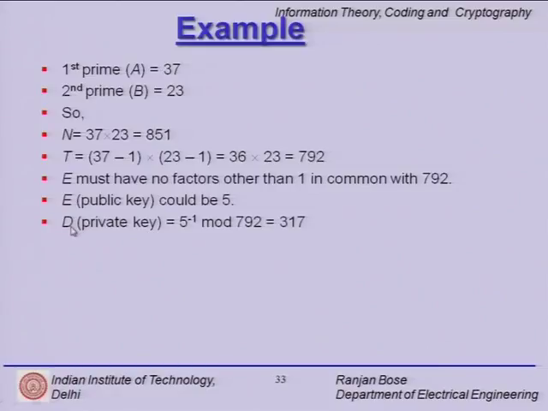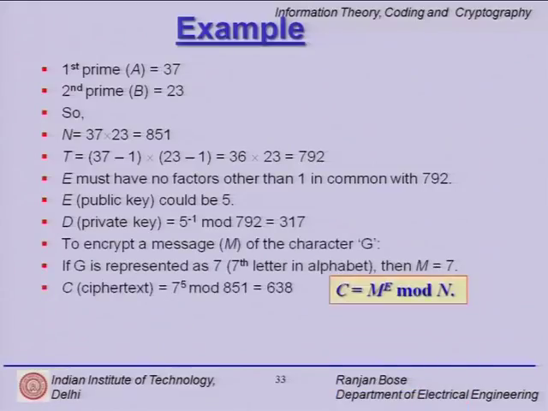So, to generate d, which is the private key, we take 5 inverse mod 792 and you get this number. Once you calculate d, you can now go for getting a ciphertext. Suppose we want to encrypt G, a letter G. If you see, it is the 7th letter in the alphabet, so we encode it as 7.